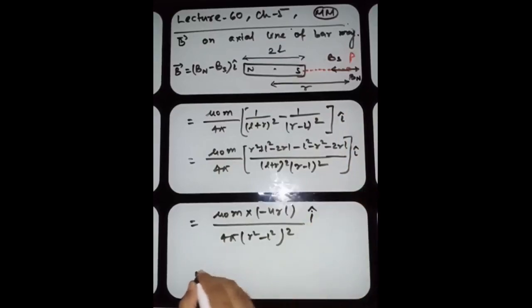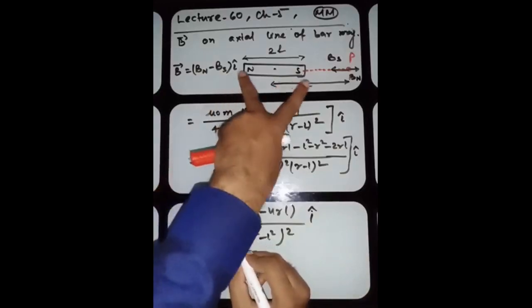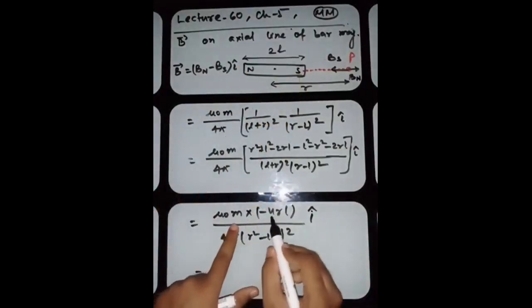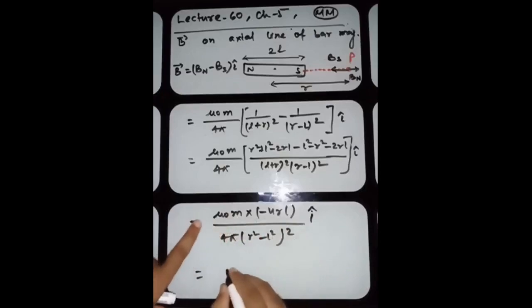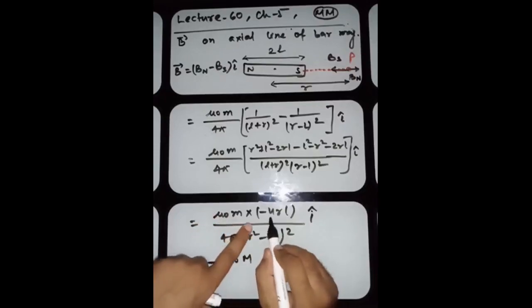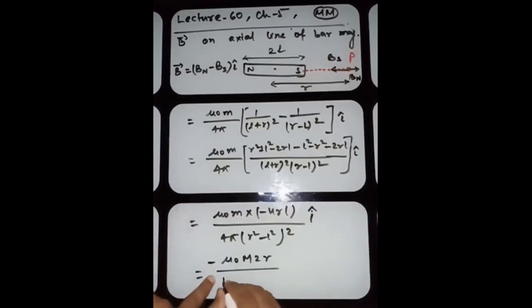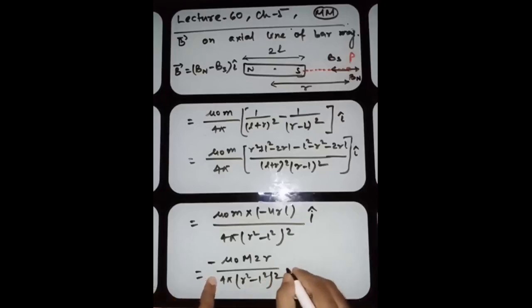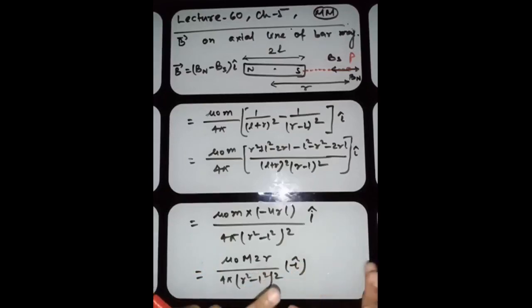Now my dear students, you can see we know that the magnetic dipole moment M is m times 2L. This is the length of the dipole. So m times 4L is m times 2L times 2, and m times 2L will be the capital M, the magnetic dipole moment. So mu naught M, and the rest: 2r divided by 4 pi (r square minus L square) whole square, and this minus can be taken out with the direction, so we can write it as i cap.